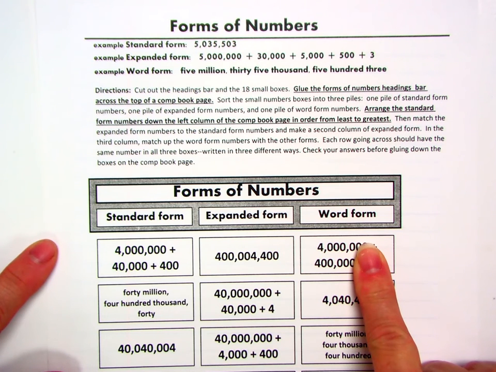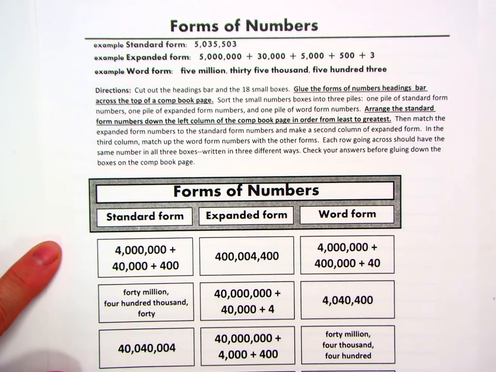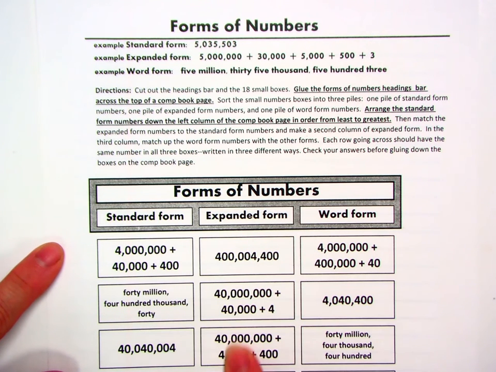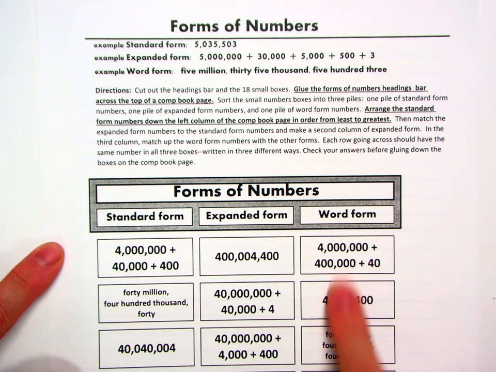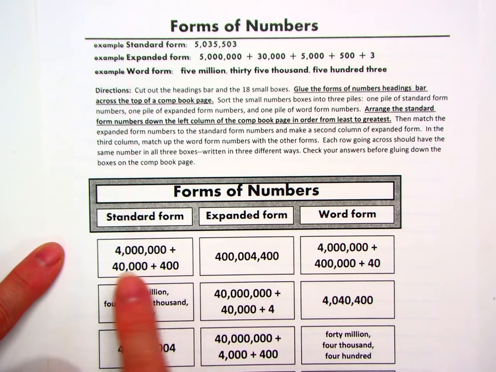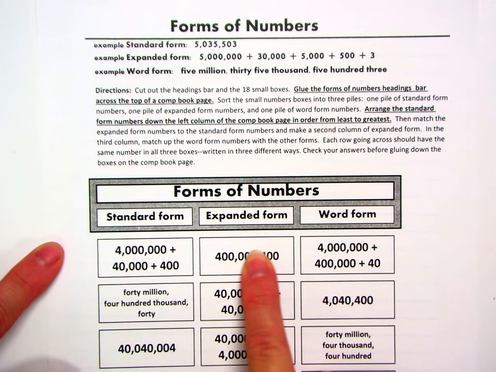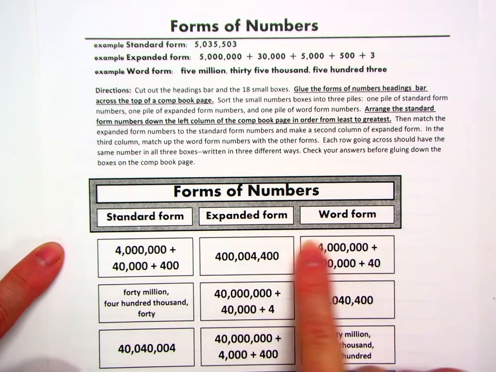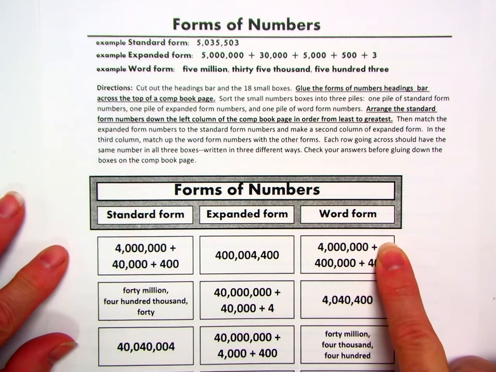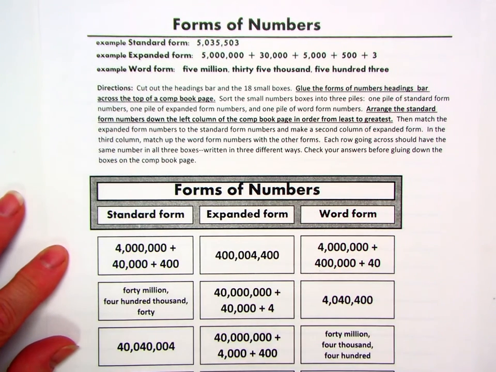Arrange the standard form numbers down the left column of the comp book page in order from least to greatest. Then match the expanded form numbers to the standard form numbers and make a second column of expanded form. In the third column, match up the word form numbers with the other forms. Each row going across should have the same number in all 3 boxes, written in 3 different ways. Check your answers before gluing down the boxes on the composition book page.